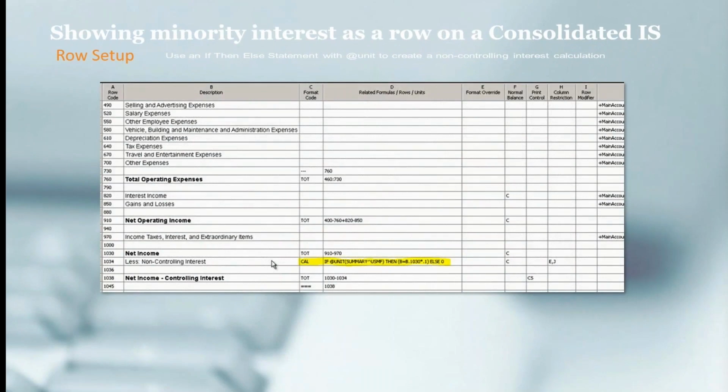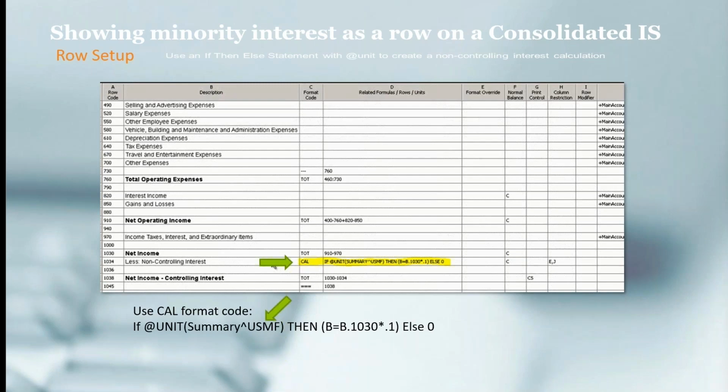First, we start with a row definition used to create the income statement. We need to create a row that calculates the minority interest. To do that, we use a calc format code. Our calculation will use an if-then statement that incorporates the @unit function. This allows us to control which company the calculation is performed for.